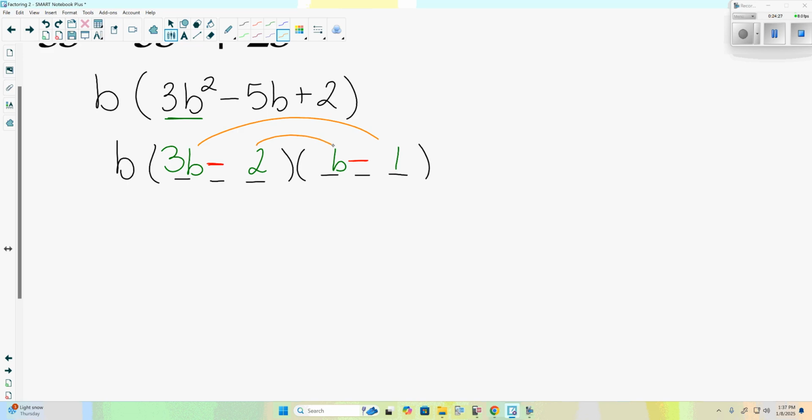Let's see here. 3b times negative 1 is negative 3b. Negative 2 times b is negative 2b. Negative 3b minus 2b, negative 3 minus 2 is negative 5b. Questions on this here?